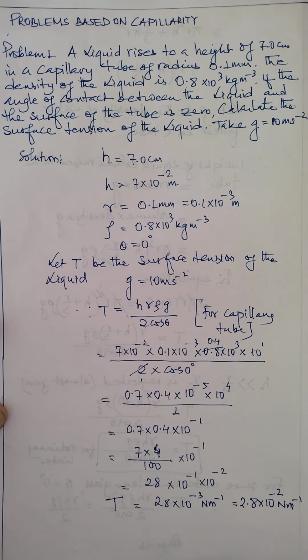So finally look at, see the answer of surface tension of liquid, that is T equals to 2.8 into 10 minus 2 Newton per meter. Okay, so this is one of the simple numericals based on capillarity.